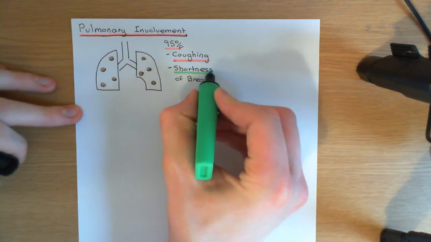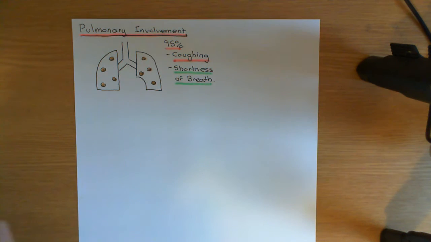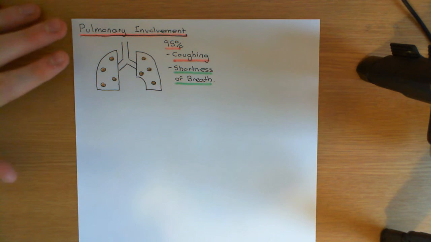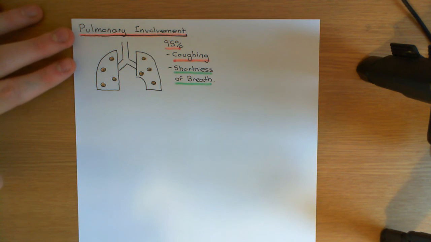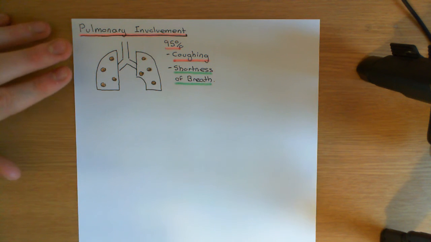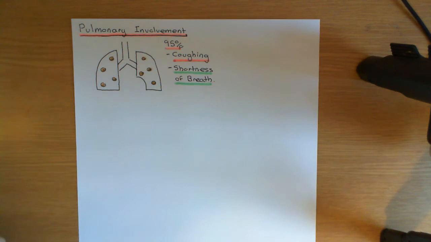Okay, so shortness of breath is another major symptom of pulmonary sarcoidosis. So that's only half of what we mean by pulmonary sarcoidosis. Granulomas actually forming in the lung tissue itself is half of pulmonary involvement in sarcoidosis. The other major place that granulomas can form, which goes hand in hand with them forming in the actual lung tissue, is in the mediastinal lymph nodes.